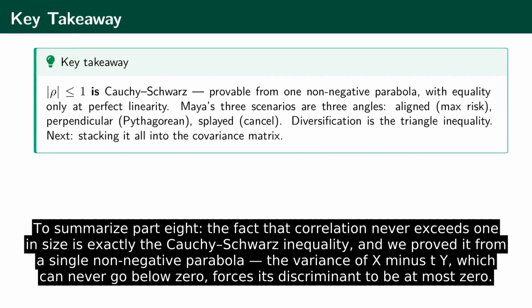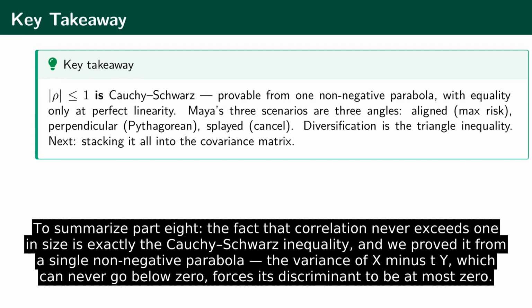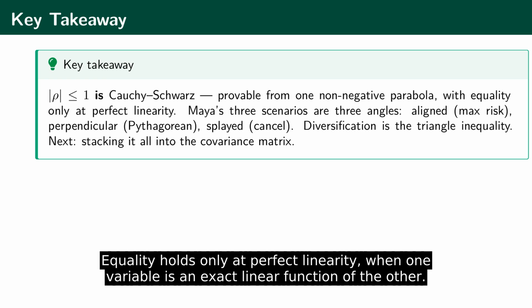To summarize Part 8, the fact that correlation never exceeds 1 in size is exactly the Cauchy-Schwarz inequality, and we proved it from a single non-negative parabola. The variance of x minus ty, which can never go below 0, forces its discriminant to be at most 0. Equality holds only at perfect linearity, when one variable is an exact linear function of the other.